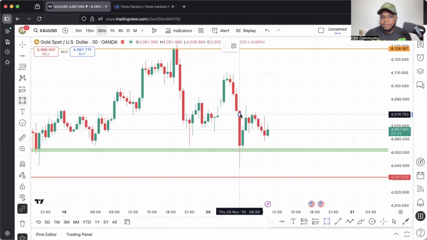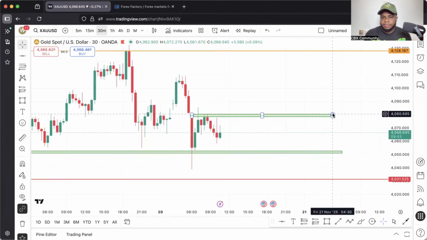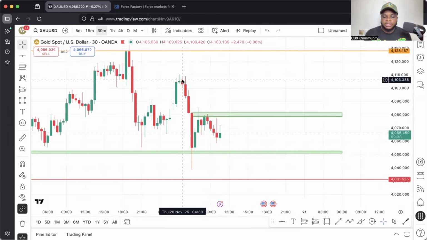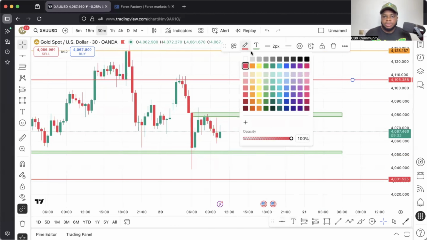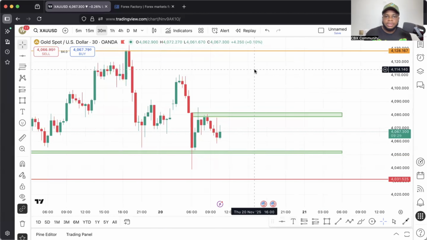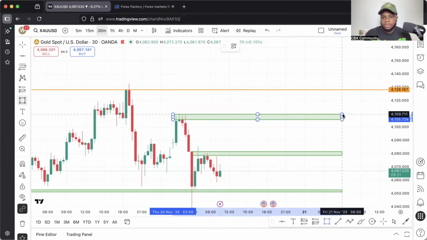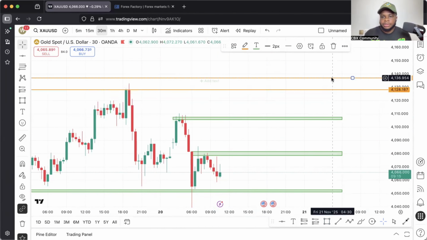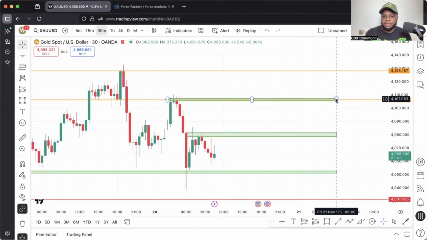We have a resistance zone over here. Then we also have a resistance zone over here. It should be the same color as the other ones. Let me just use this rectangle. Let me just copy and paste this. Let me delete this.